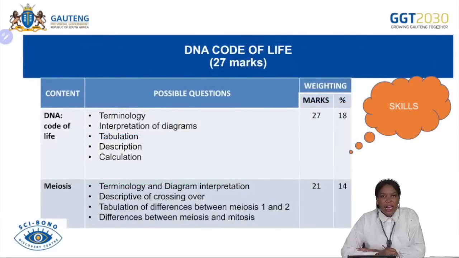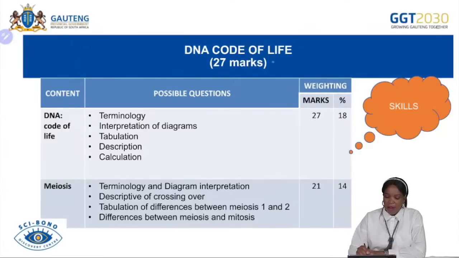So now we're going to start with the topics. Remember, I said the first topic that you started with was DNA, the code of life, which comprises 27 marks. So let us take a look at these questions on DNA. Let's check what are the possible questions that you can expect from DNA, the code of life. You can expect it to appear in terminology, interpretation of diagrams, tabulation, description, and calculation.